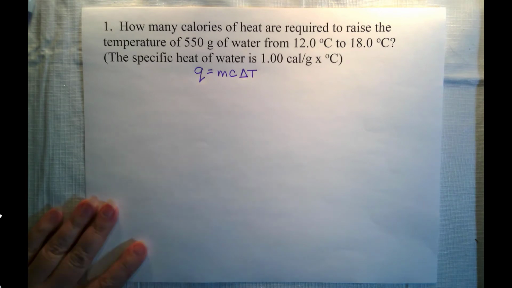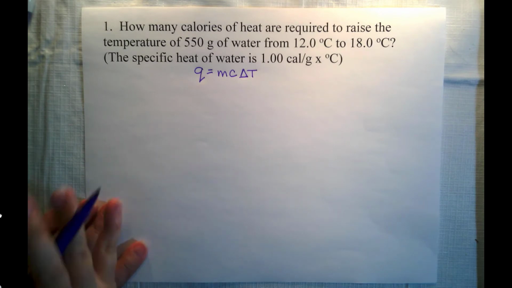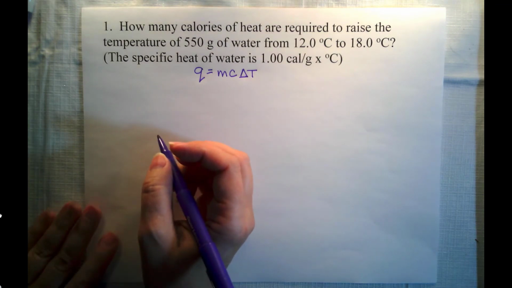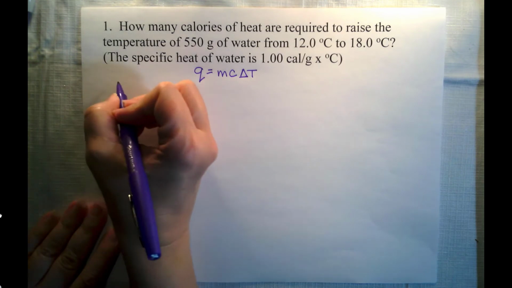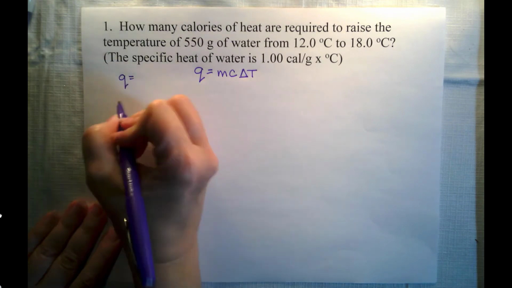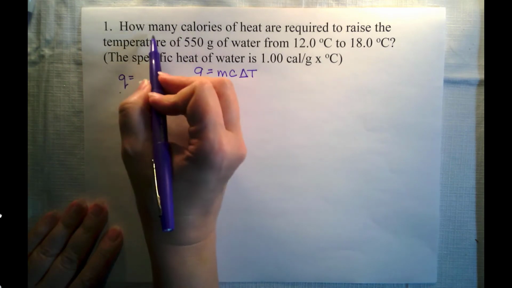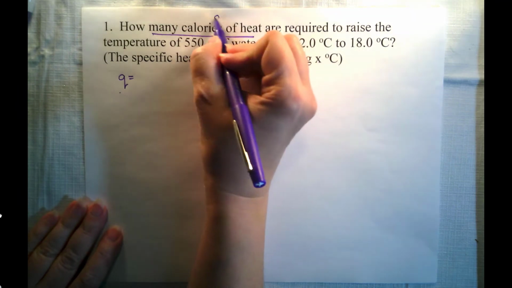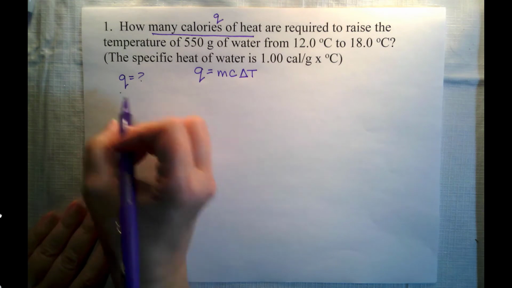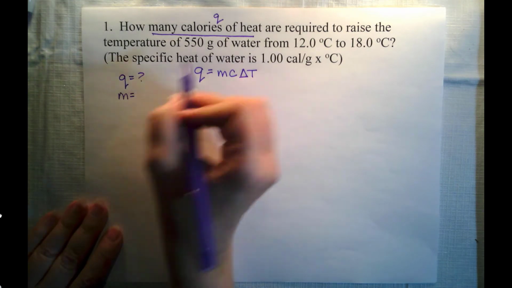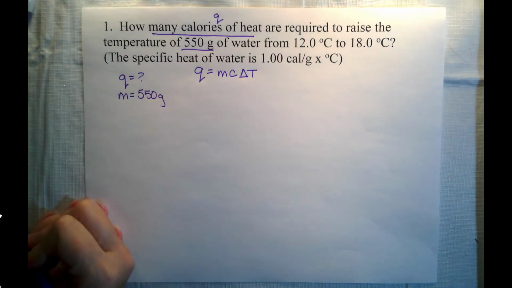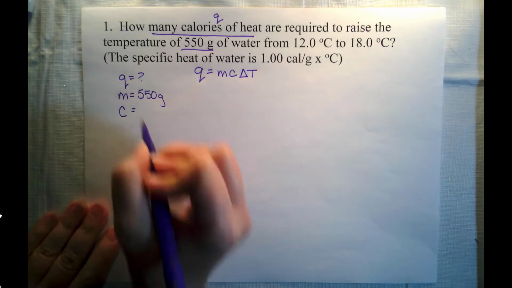So for this problem, we need to look and see what we are missing. I am going to write down all the variables. You do not need to do that to solve it on your own, but I thought it might help some people. So we're going to need Q, which we don't know, how many calories of heat. This is Q. So we don't know that one. All right. And then M, our mass, is 550 grams of water.